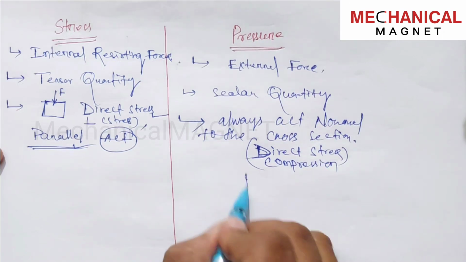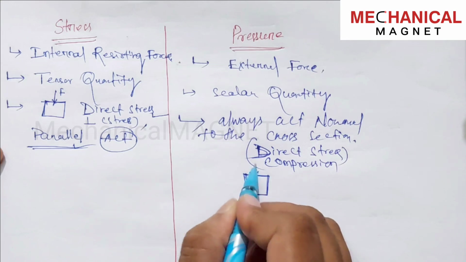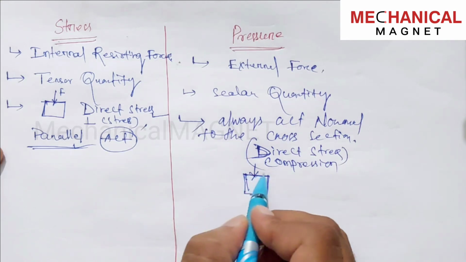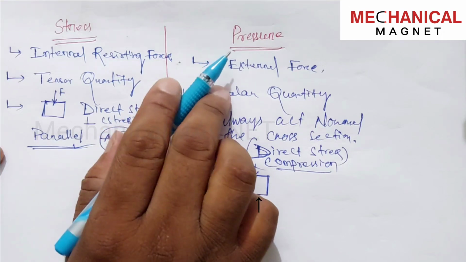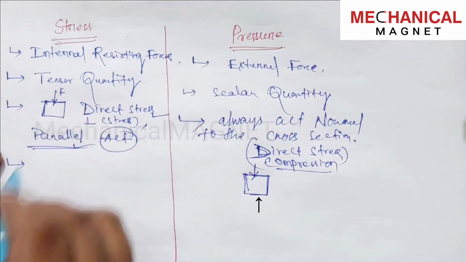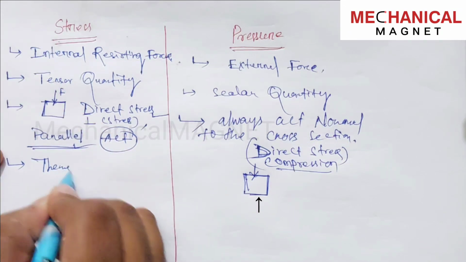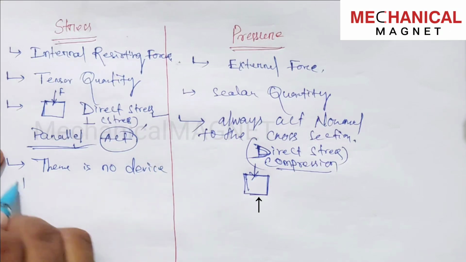Okay, it means when a compression force acts on a body, this is the downward force. Okay, that is the compression force. If this type of force arises, then it will be pressure. Okay, then another point: there is no device to measure stress.